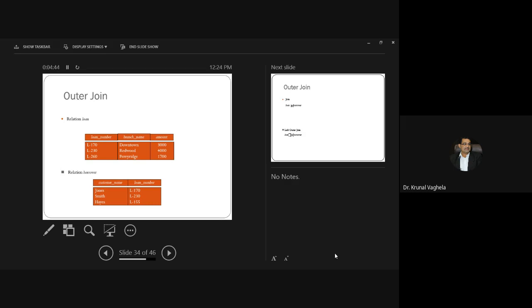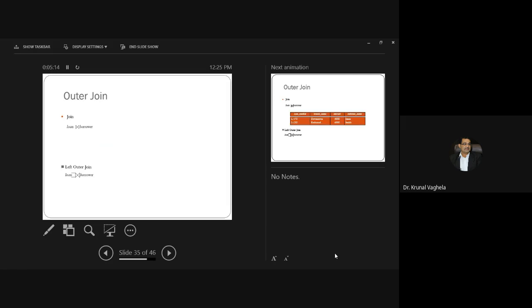You got the problem? Because if you perform join, we have only 2 rows. Ideally, it should be 4. But only 2, because for L260 and L155 the records are not matching. So there is a new version, or an extension of this, which is outer join.